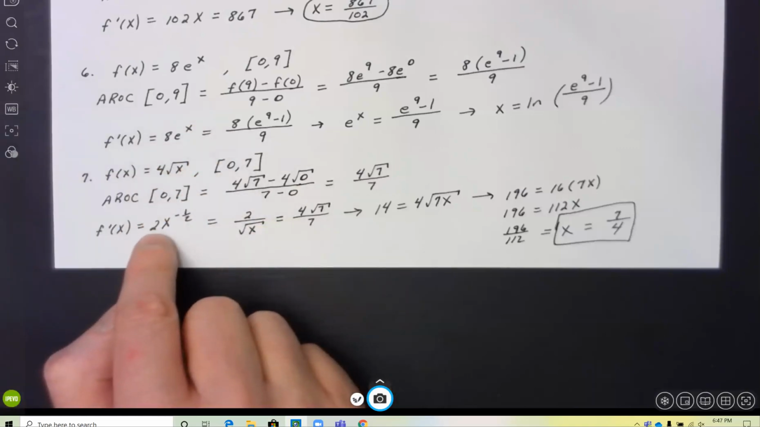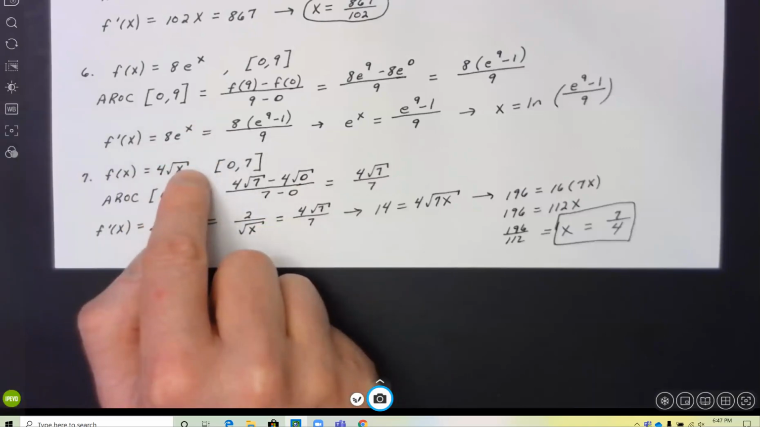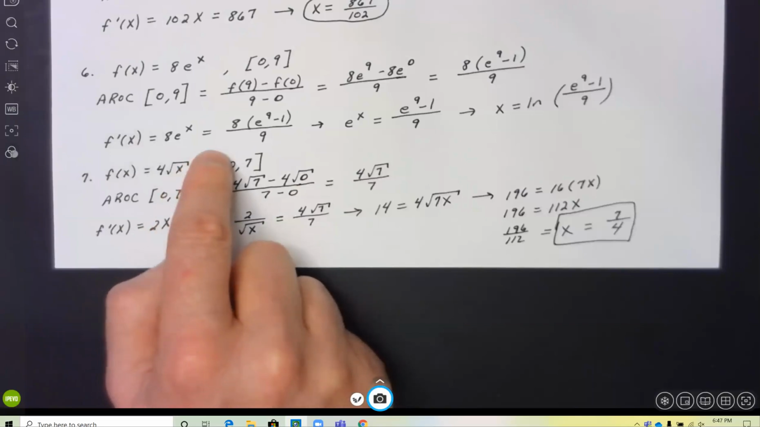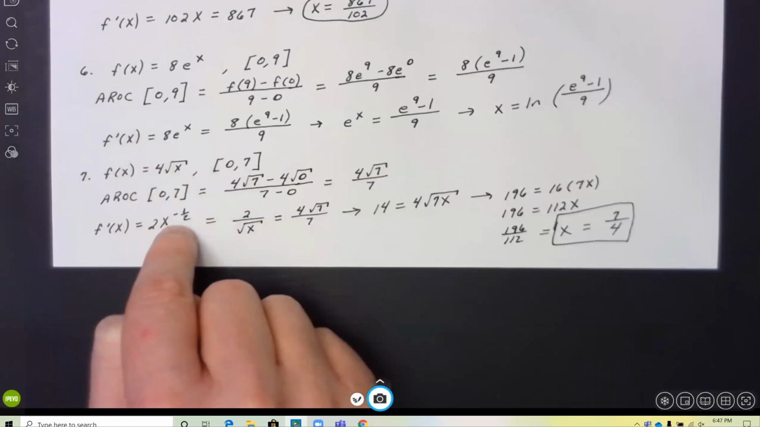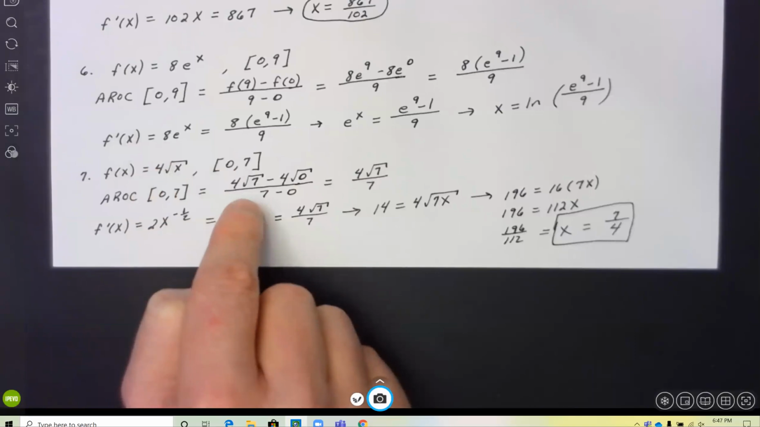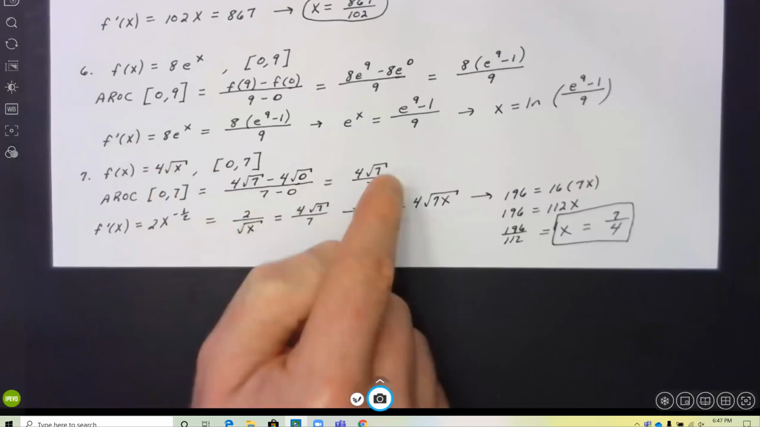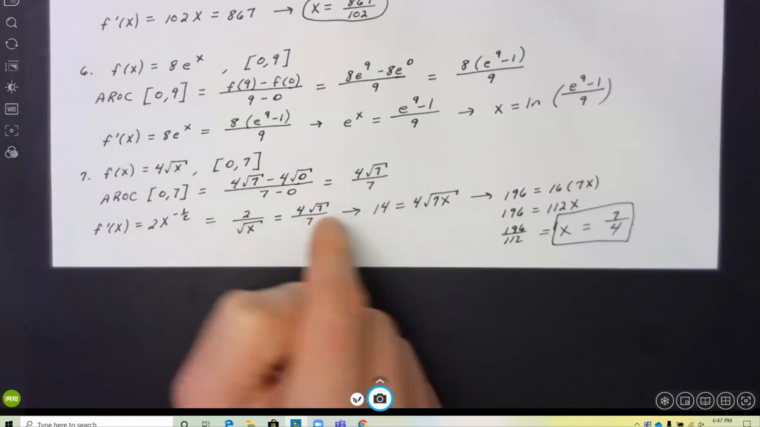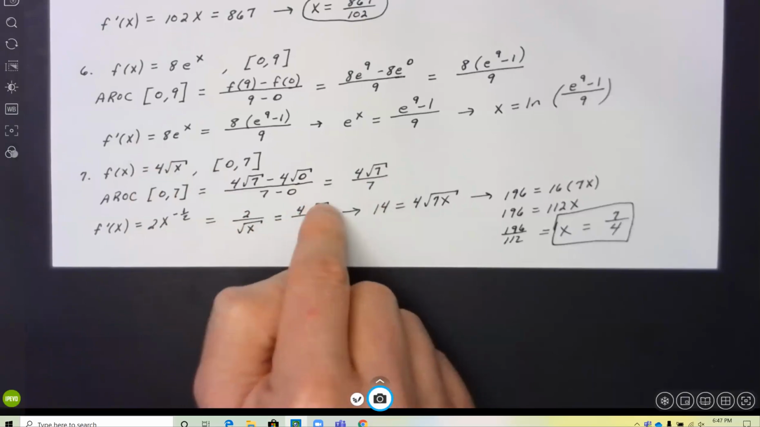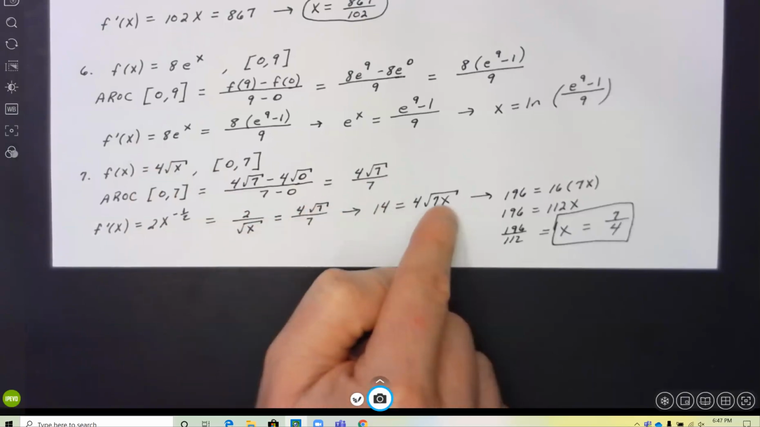Now, we need to take our derivative, and I thought of this as 4x to the 1/2. So the 1/2 came down, multiplied the 4, and gave me a 2. And then you decrease the power by 1 to get x to the negative 1/2. That's the same thing as 2 over the root of x. Then I can say, well, now that derivative must equal the average rate of change. I cross multiplied to get 14 is equal to 4 times the root of 7x.